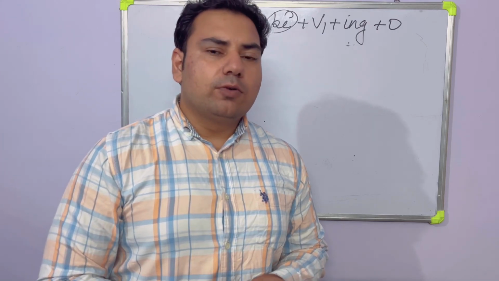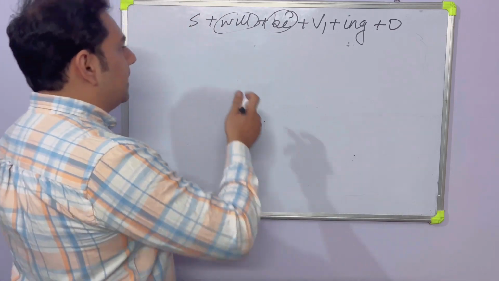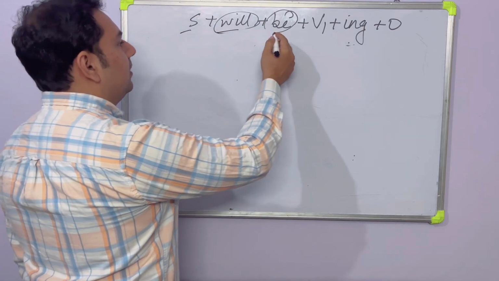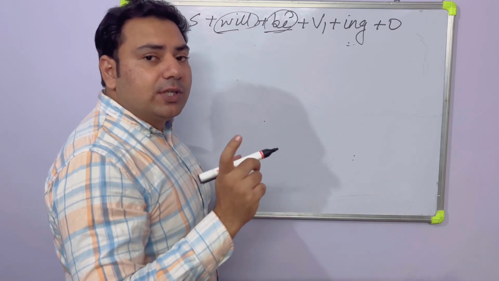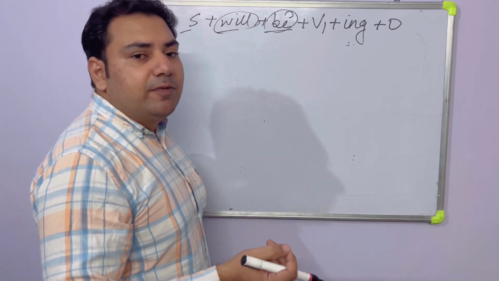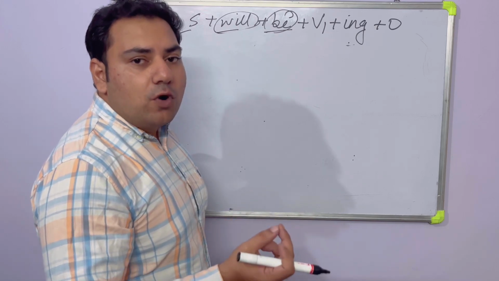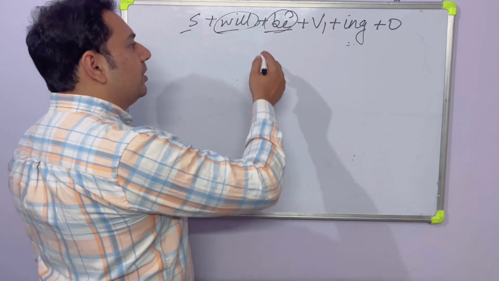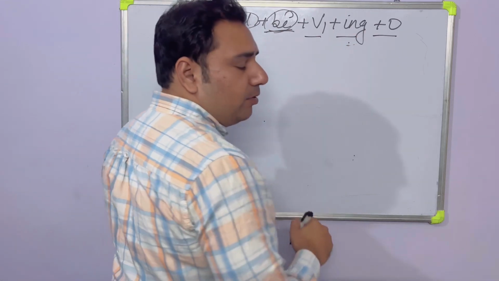So the structure is going to be very similar, and it is very easy. That is subject plus will plus be. Okay, be is included with the future continuous. In the present we were having is, am, are. In the past we were having was and were, and in the future we need be. So verb plus ing and object.